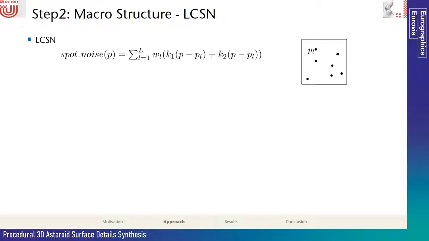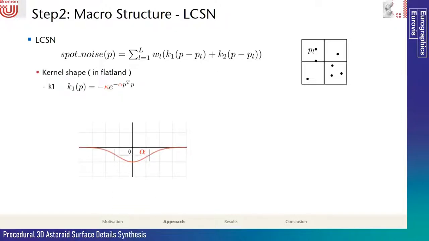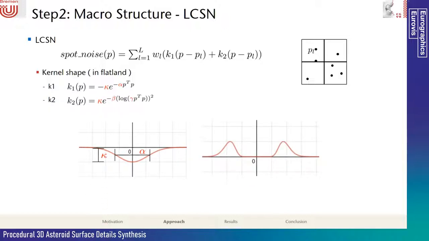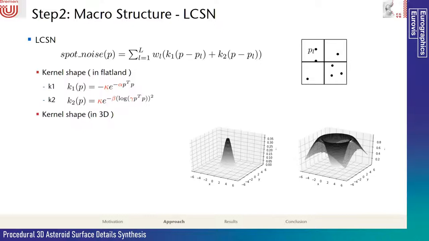For simplification, we draw the curl shape in 3D in flatland at first. For the shape of curl 1, we have two parameters to control the type 1 crater's radius and height, and three parameters to control the shape of curl 2 and generate type 2 craters. With the beta, we can manipulate the outer range of the craters, with the gamma, the inner ring radius, and with the kappa, we can control the height of the craters. Then we can visualize the curl in 3D space.